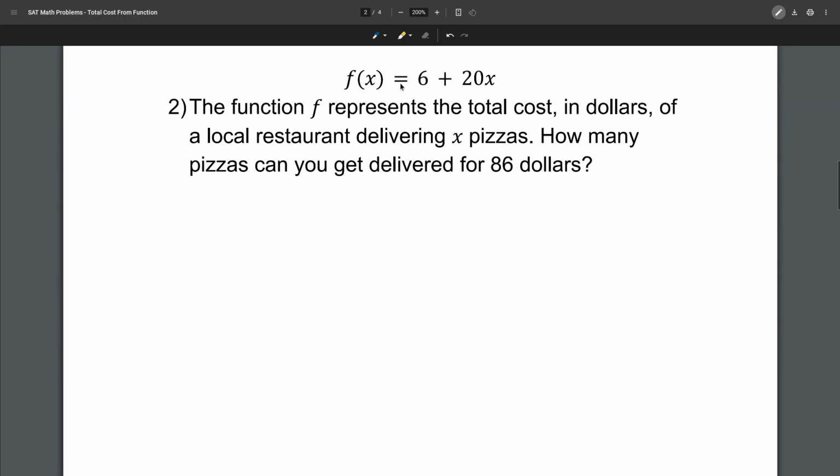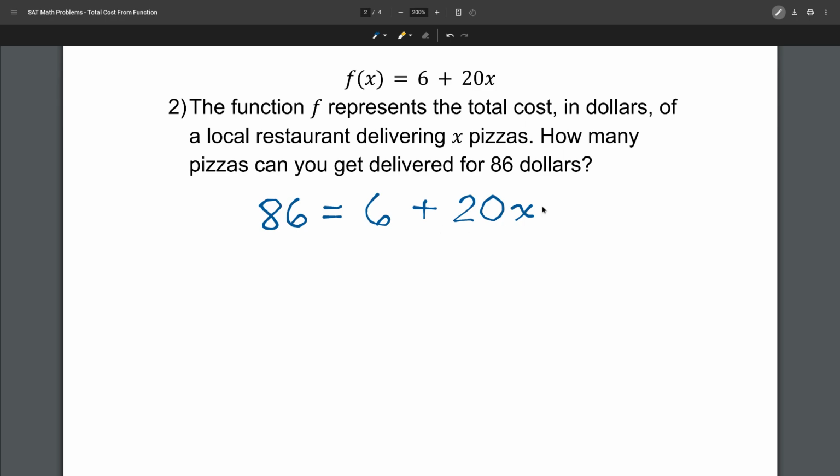Okay, here we have f of x equals 6 plus 20x. The function f represents the total cost in dollars of a local restaurant delivering x pizzas. How many pizzas can you get delivered for $86? So 86 is going to be our f of x, and we're going to set that equal to 6 plus 20x. If we think about this, the $6 might be just the cost for the driver to go to your house and deliver, and then each pizza is $20.